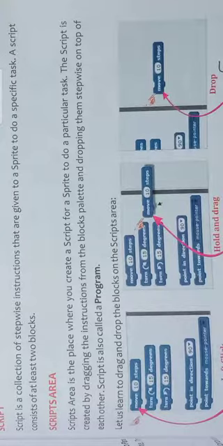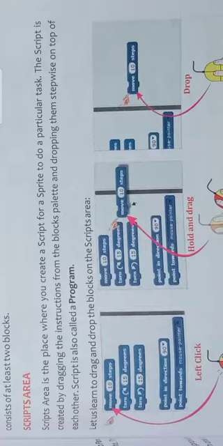Okay, so that particular place, the script area, is a place where you create a script for a sprite to do a particular task. I told you that the particular place where you write all the dialogues and all the actions to perform all the tasks for a particular character is called the script area.